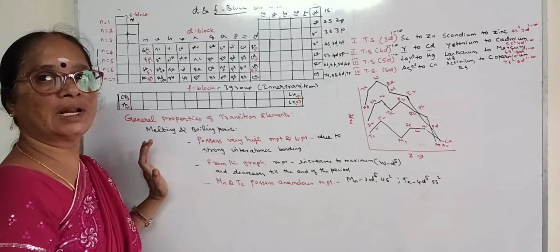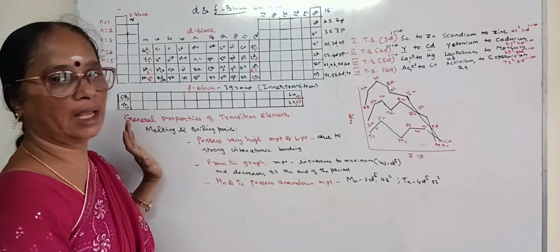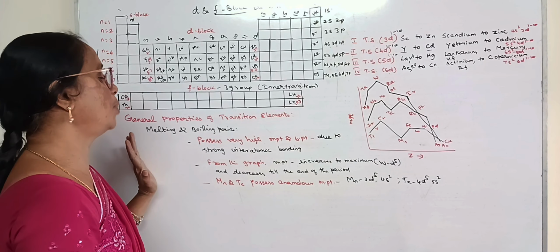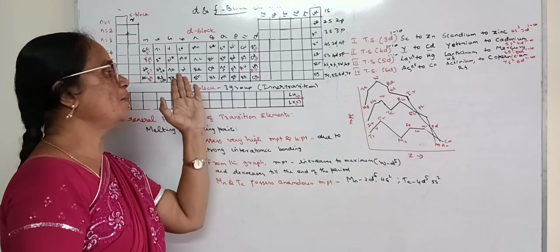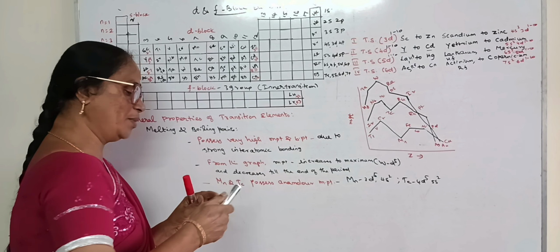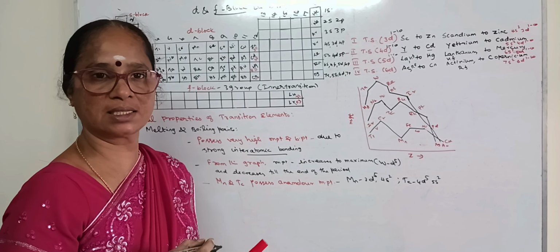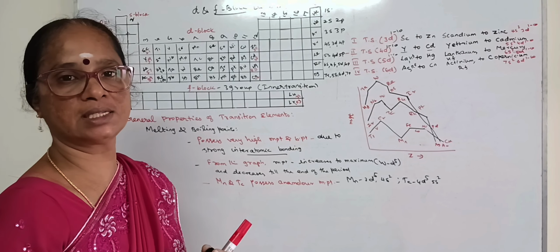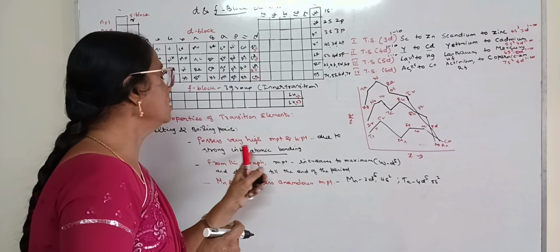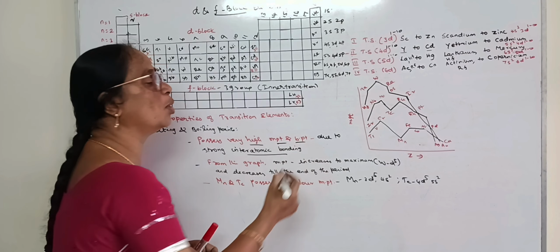The next property of transition metals: melting and boiling points. As we said, d block elements are metals, so they possess a high melting point as well as boiling point. This is because the metals have strong interatomic interaction. Interatomic means the bond distance between the atoms is very small, somewhat in the nanometer range, and hence they find strong interatomic interactions among their metallic atoms. That's why they have very high melting and boiling points.